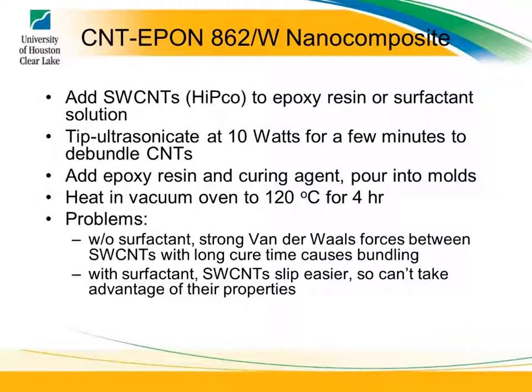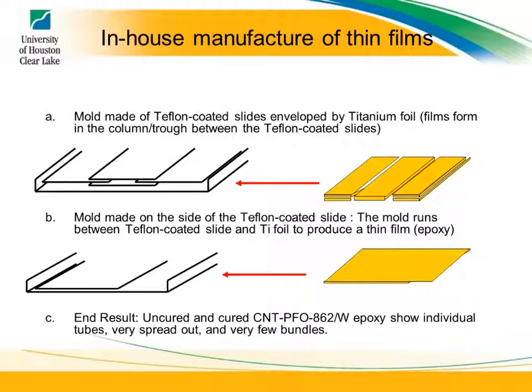So without the surfactant, you end up with rebundling of the nanotubes. With the surfactant, you end up with the carbon nanotubes slipping inside the material, which means they don't really transfer any load to the nanotubes. Here's how I made some of the thin film. I used Teflon-coated slides, and I would drop my material right in between there, and then put this in the vacuum oven and heat it up. Titanium foil, and I would end up making a film. This is an example of what would be in there. So the film that I was trying to make was right in between there.